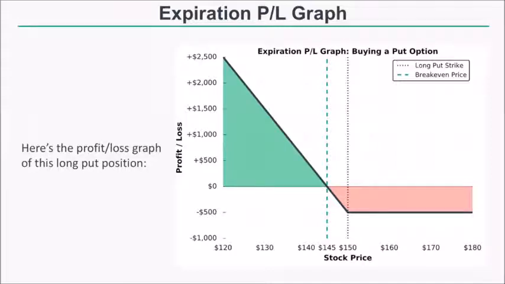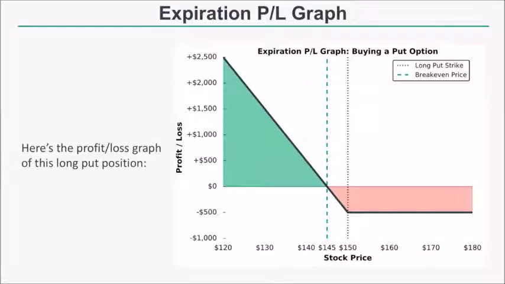So the maximum loss occurs when the stock price is at or above the put strike price at expiration, because at those prices the put will expire worthless. So if the stock price is at $150 or above $150, we will lose $500 at expiration because that put's going to expire worthless. Now our break-even price is the put strike price of $150 minus the $5 premium we paid for it, which brings us to $145.